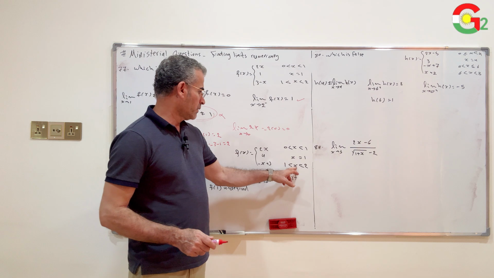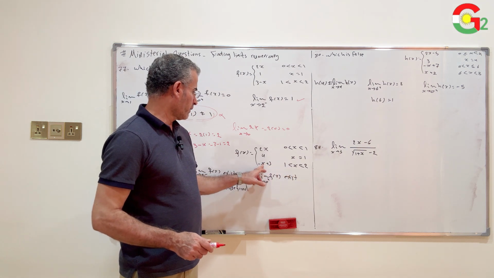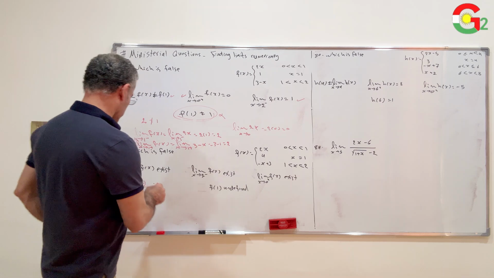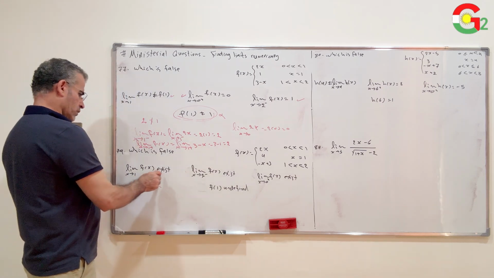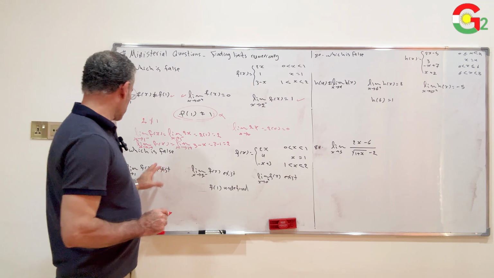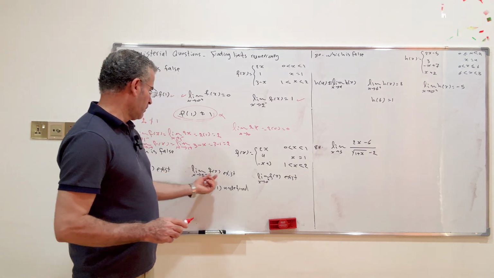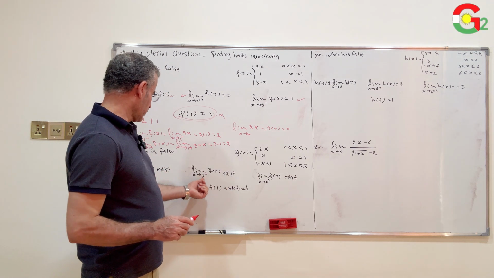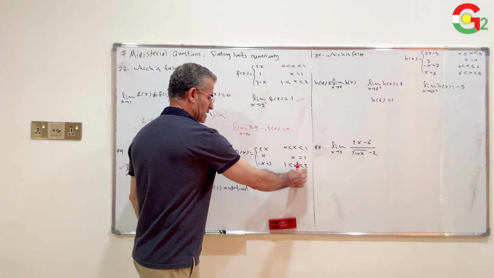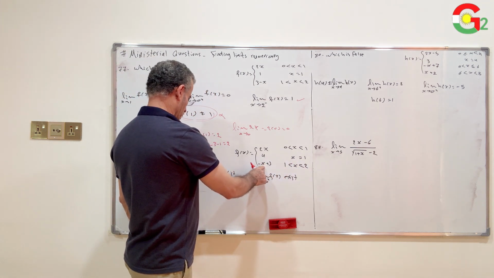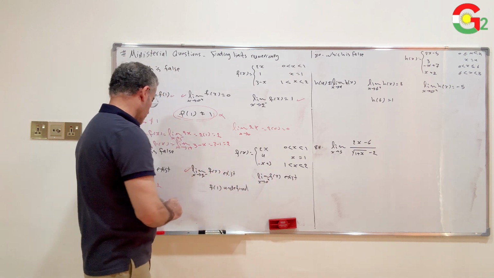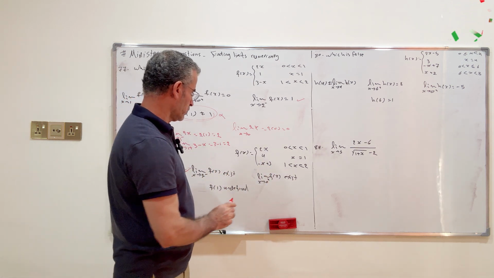From right, negative 1 times plus 3, it is also true. So this statement is true. It is not the right choice. Limit f of x exists when x approaches 2 from left. 2 from left means x less than 2. I substitute here: negative 2 plus 3 is 1, it exists. So this statement is also true.